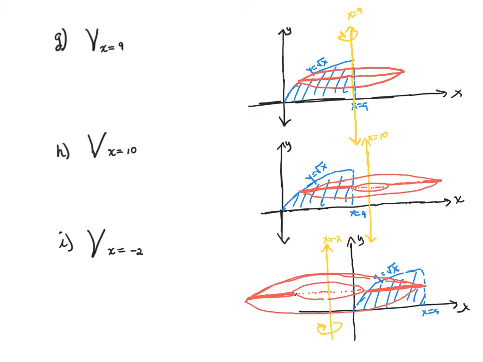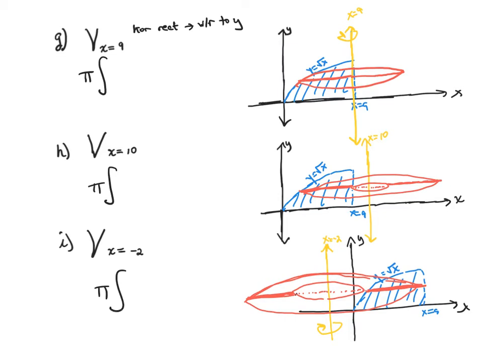So since we use horizontal rectangles, in each of these, we integrate with respect to y, which means that our functions have to be expressed in terms of y, and our limits of integration have to be in terms of y. So let's figure out what that is. We still have a pi on the outside.